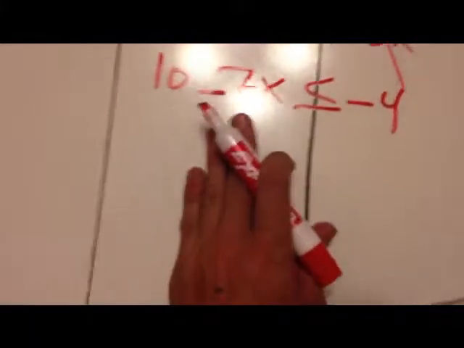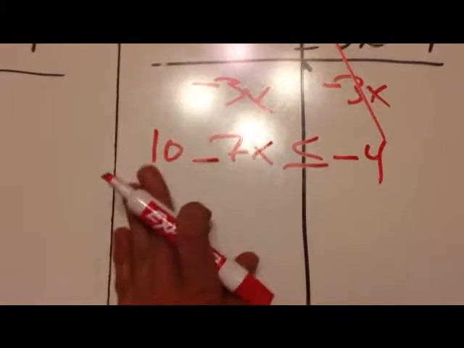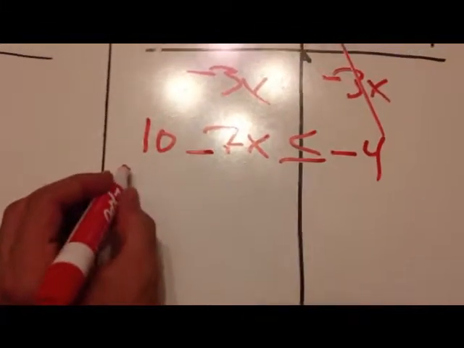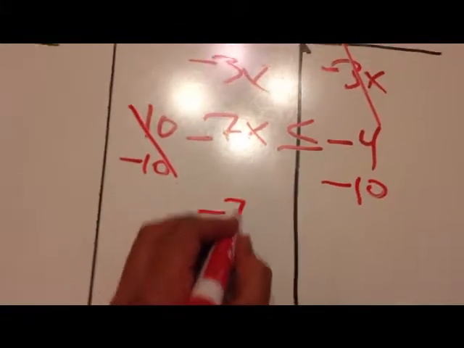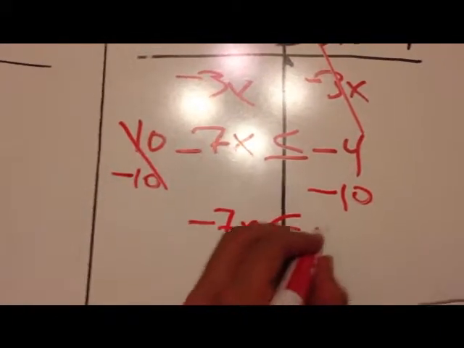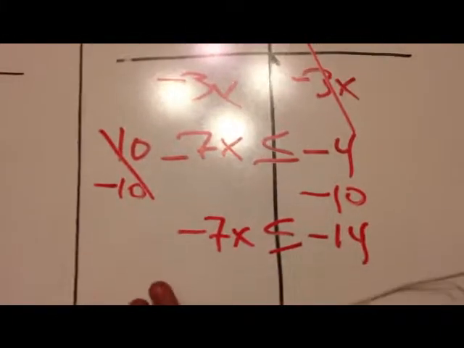All right, now we have to move the 10 because that's a constant. We've got to move that with the negative 4. So the opposite of 10 is negative 10. Do that to both sides. Those cancel out. We're left with negative 7x is less than or equal to negative 14.